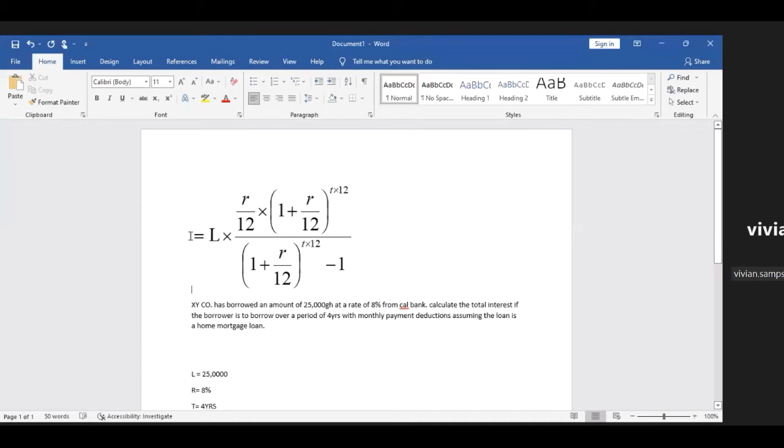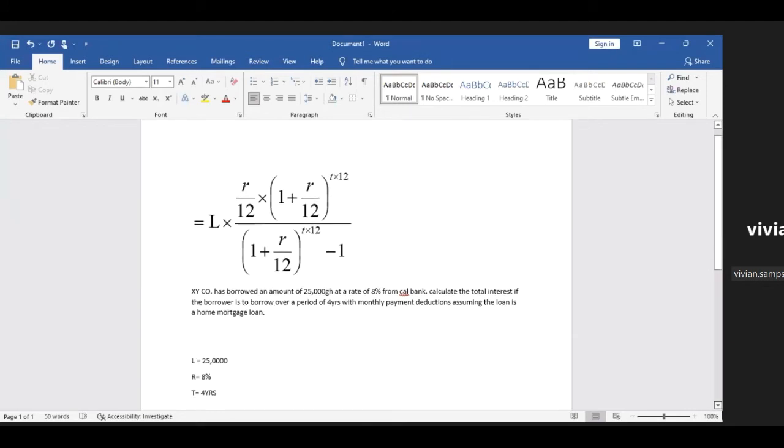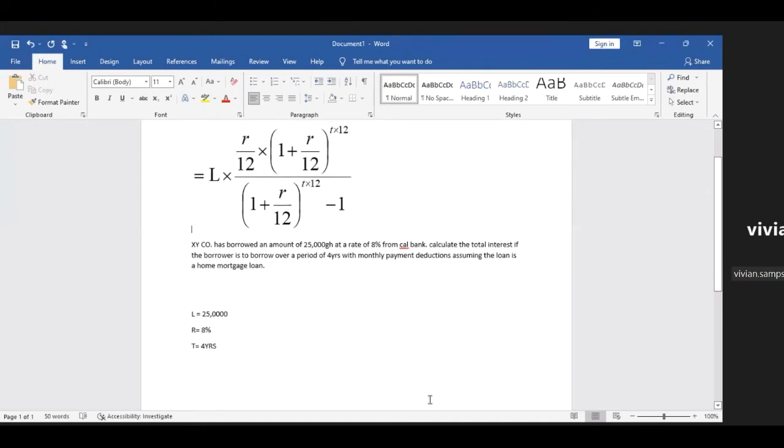Now, if you know how to calculate the price of a bond, you see that it's the same thing. We use the amortized formula to calculate the price of a bond, and that is the formula here. It is put in a different way. If the loan calculation is being done on a monthly basis, then the rate that you see here, the 8%, must be divided by 12.